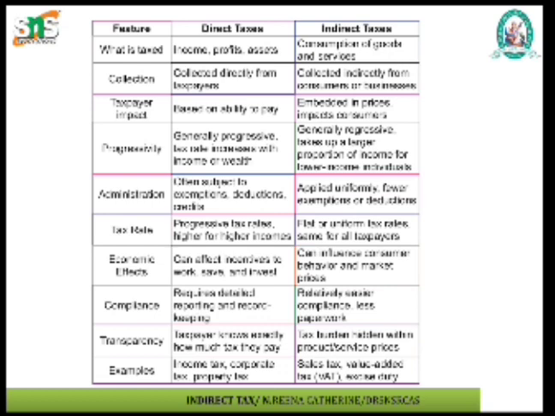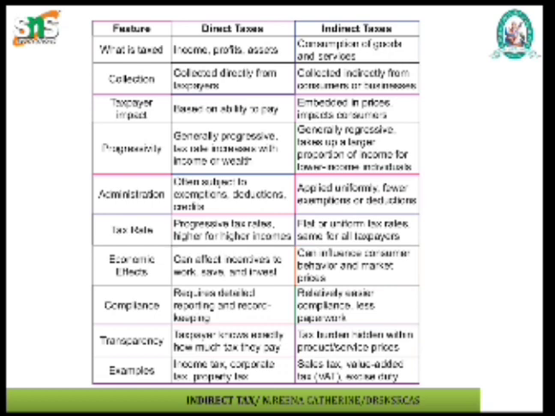In simple words, direct taxes are levied directly on individuals' or entities' income, profit, or assets. Examples: income tax, corporate tax, and property tax. These taxes are typically based on the ability to pay, meaning they are proportional to one's income or wealth. Direct taxes are collected directly from taxpayers by government authorities and are often subject to various exemptions, deductions, and credits.